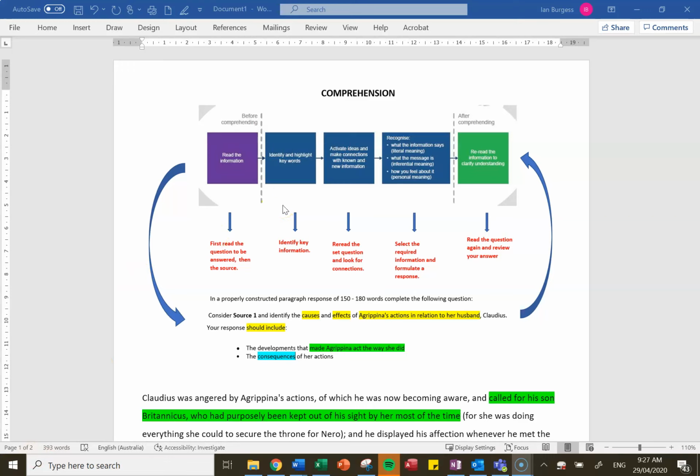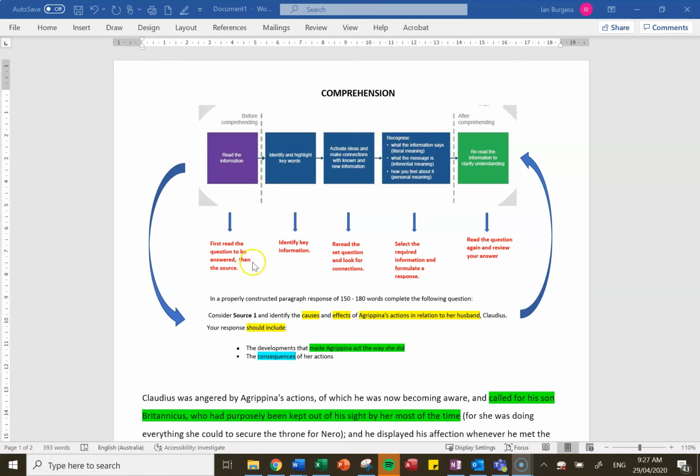Okay, so comprehension. To comprehend something means to understand it. So these sorts of questions are asking you to show your understanding of a source, so understanding what information is there. The most important thing, it doesn't matter what you've got to do, is you have to make sure that you are answering the set question. At the end of the day, it's the question that must be answered. That's what you've got to show your comprehension in and for.